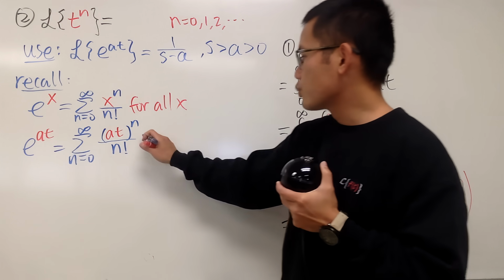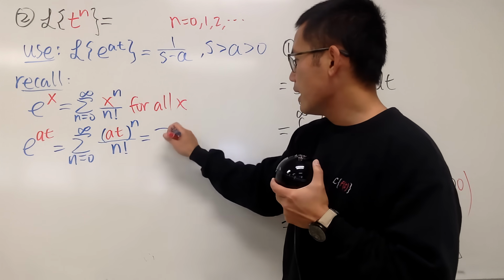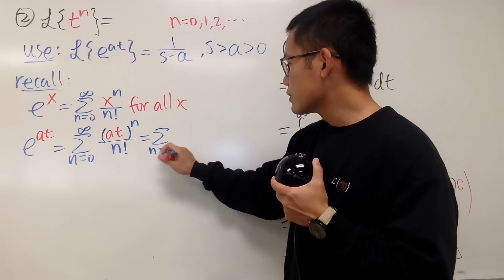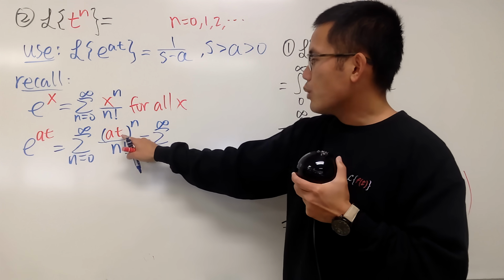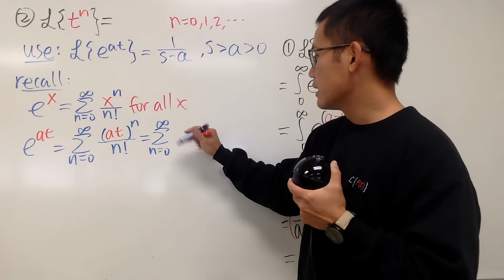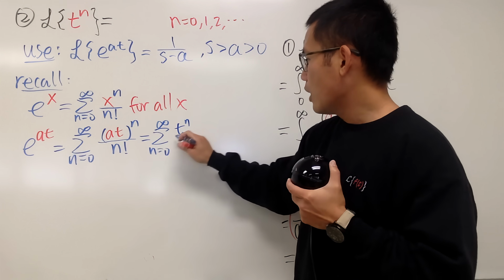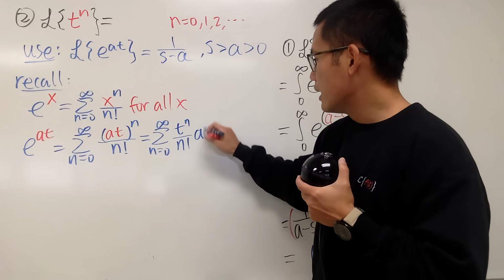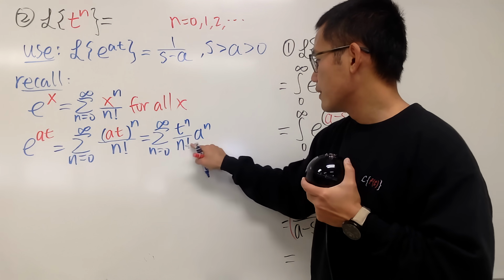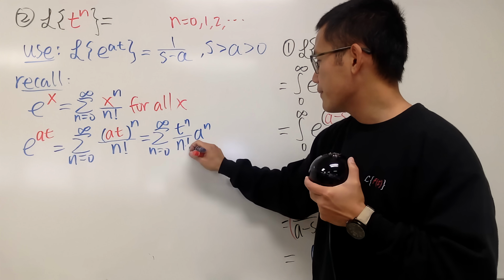And of course, you can just work out this right here a little bit. And you see this is the series as n goes from 0 to infinity. And this is how I'm going to do it. I will put down t to the nth power first, like this, over n factorial. And then we have a to the nth power, like that. So this is what we have.